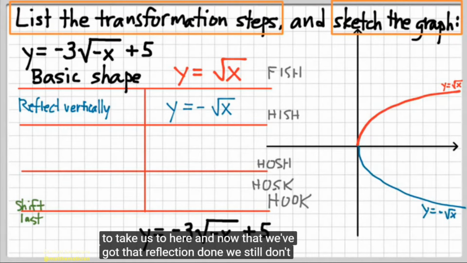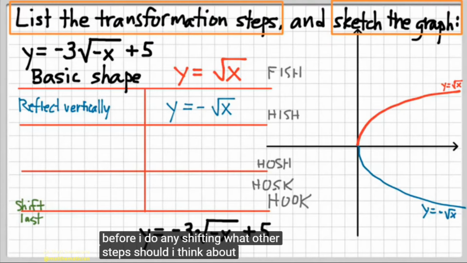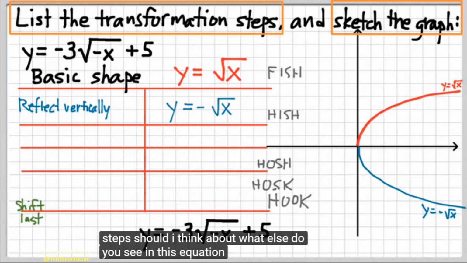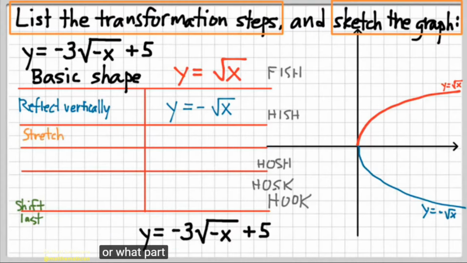And now we've got that reflection done. We still don't want to shift yet, because we still have more stuff to do. What else can I do before I do any shifting? What other steps should I think about? What else do you see in this equation? Stretch. What kind of stretch? Or what part of this formula is telling us about stretch?